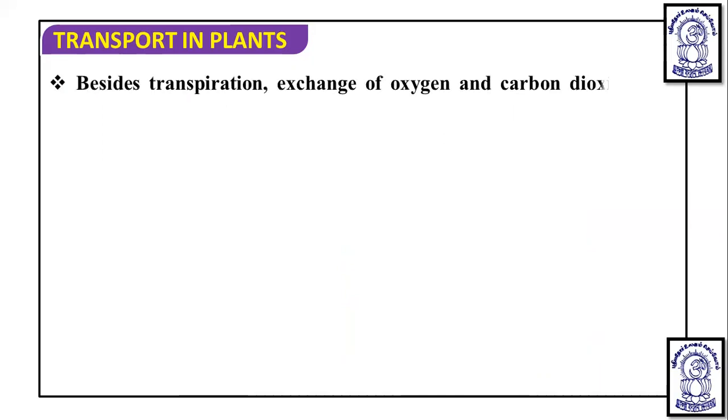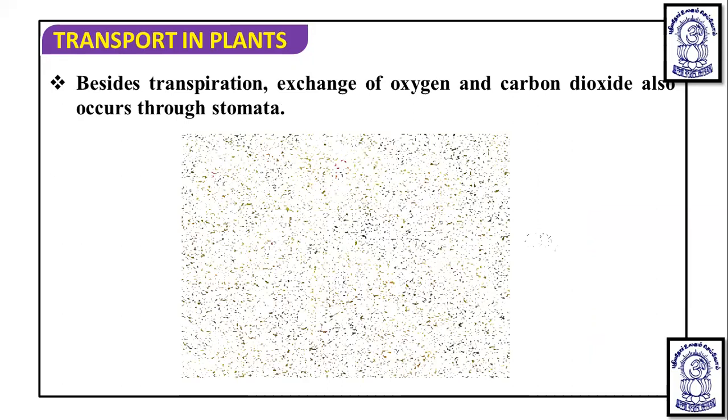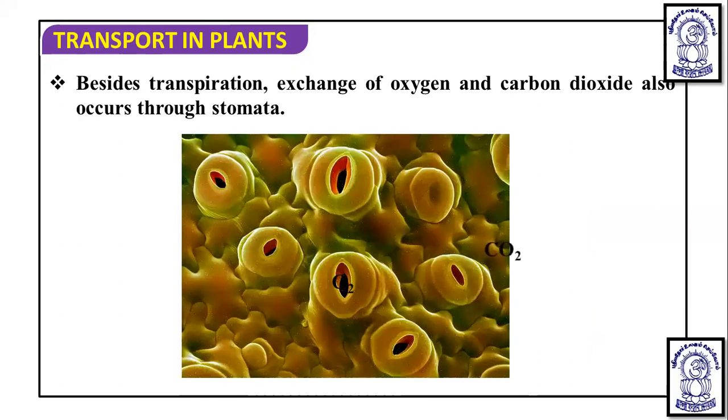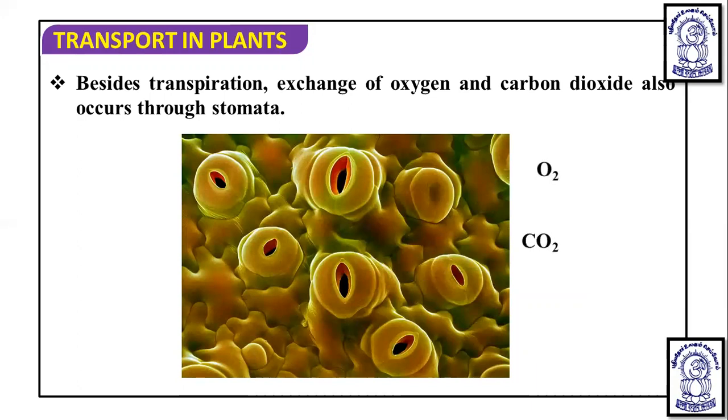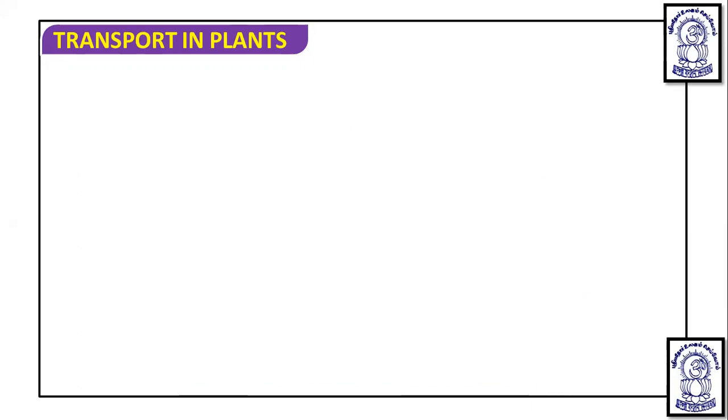So besides transpiration, exchange of oxygen and carbon dioxide also occurs through the stomata. Stomata is not playing a role only in transpiration. It is also carrying out the exchange of carbon dioxide and oxygen. This is where the CO2 intake takes place and oxygen outgo occurs. So CO2 is absorbed by the stomata and O2 is released. This exchange takes place through stomata also.